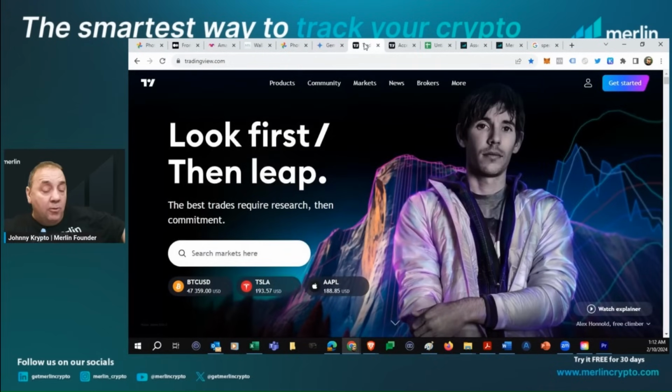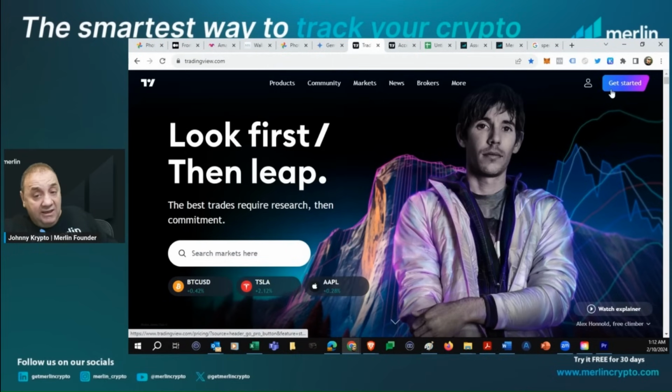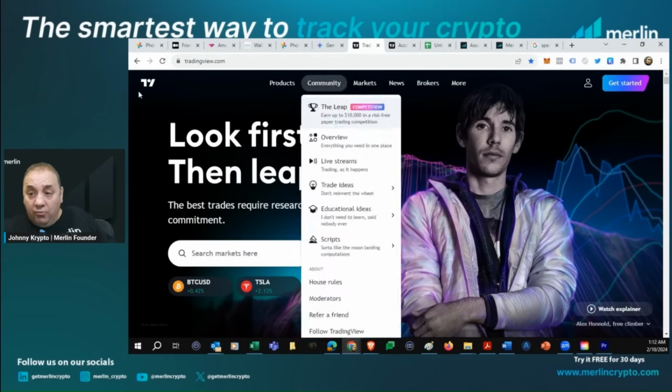The first thing you're going to want to do, and I use, is go over to tradingview.com. This is a free website. You can go there and create an account. Come here, click get started, and get your account going. So I'm going to log in, and then I'll show you how to use this tool.